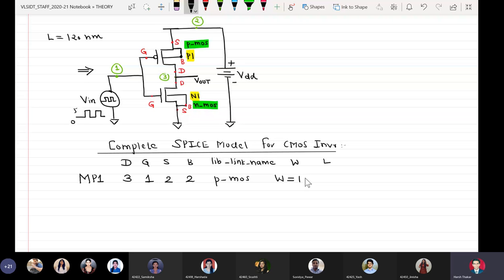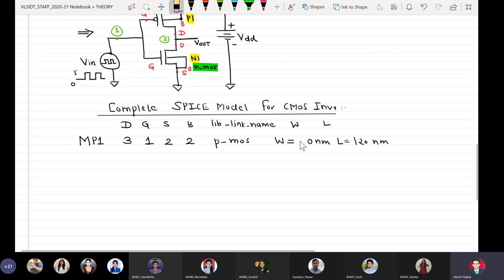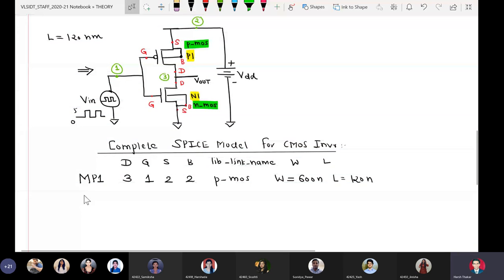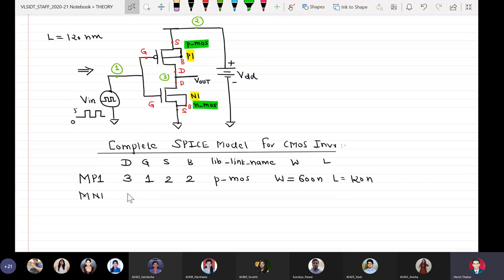So we have W equal to 120 nm and L equal to 120 nm. Or if you want to have size equal to 5 like in Microwind, then you can say it is equal to 600 nanometers. So W equal to 600 N, L equal to 120 N. Similarly, we can define N1 NMOS. Drain at 3, gate at 1, and source and body are connected to ground. GND, GND, library link name, and again W equal to 600 nano, L equal to 120 nano. So we have defined the active components.